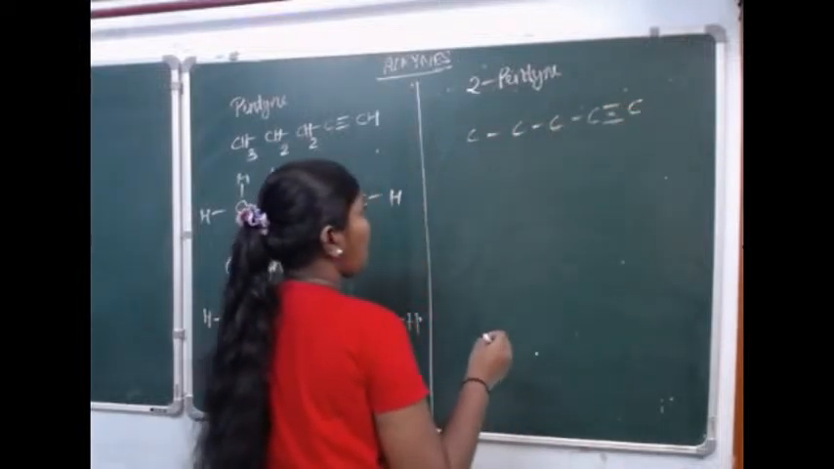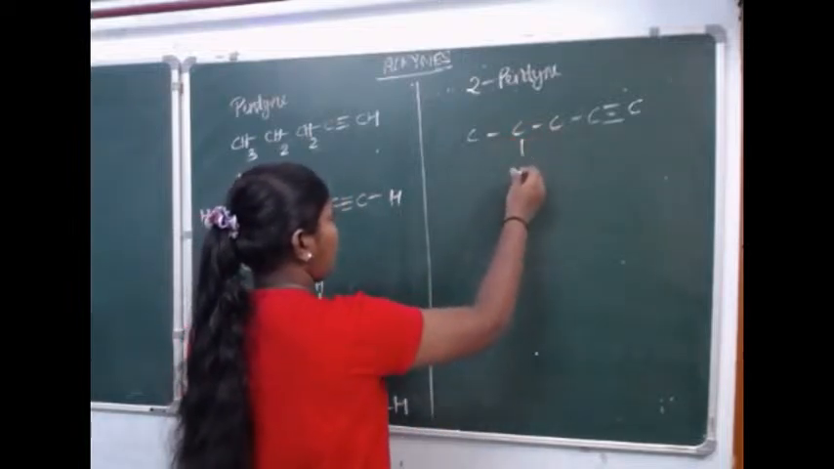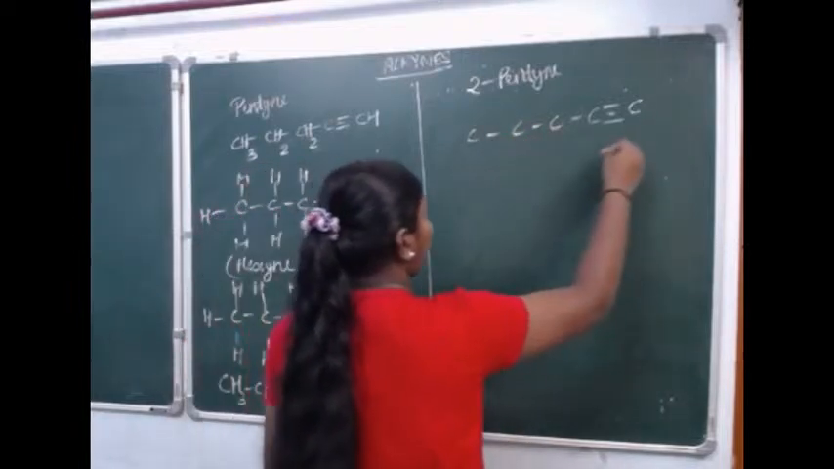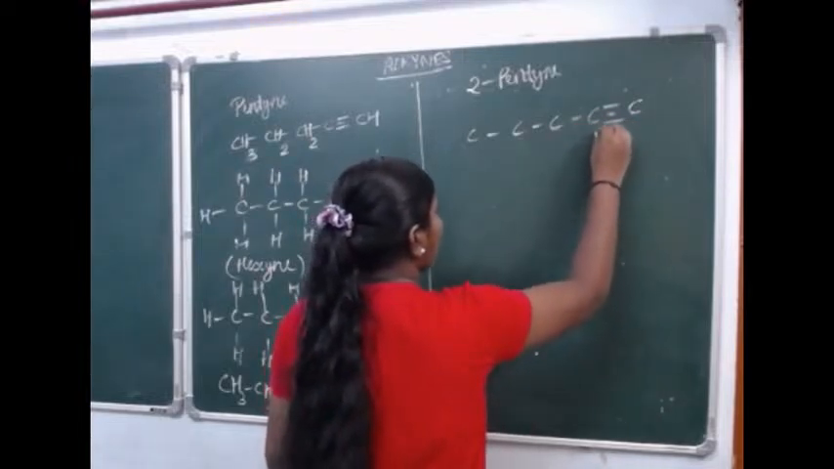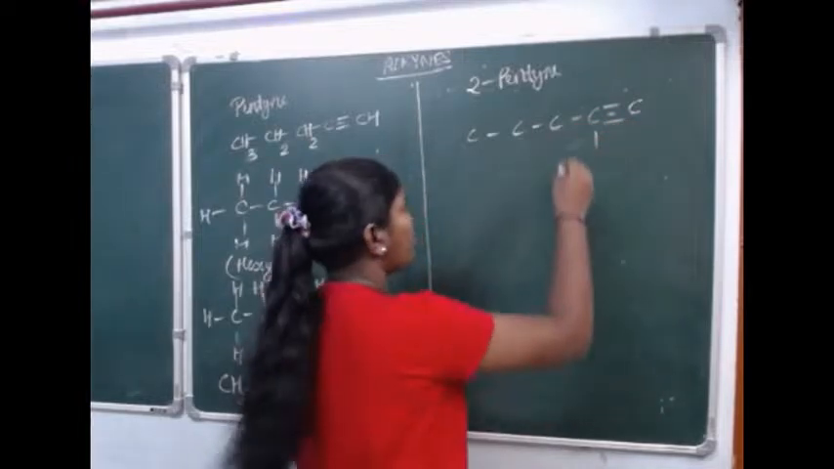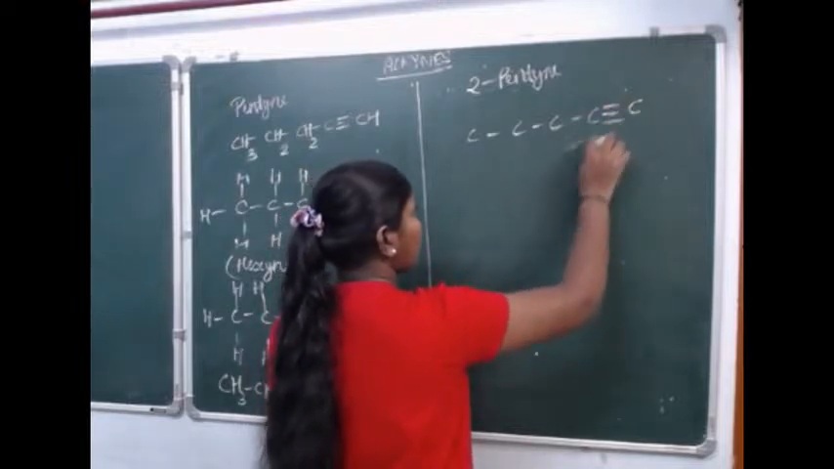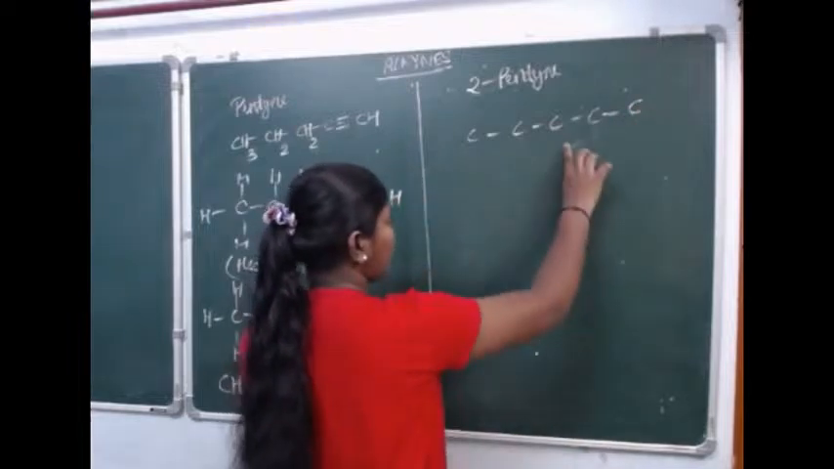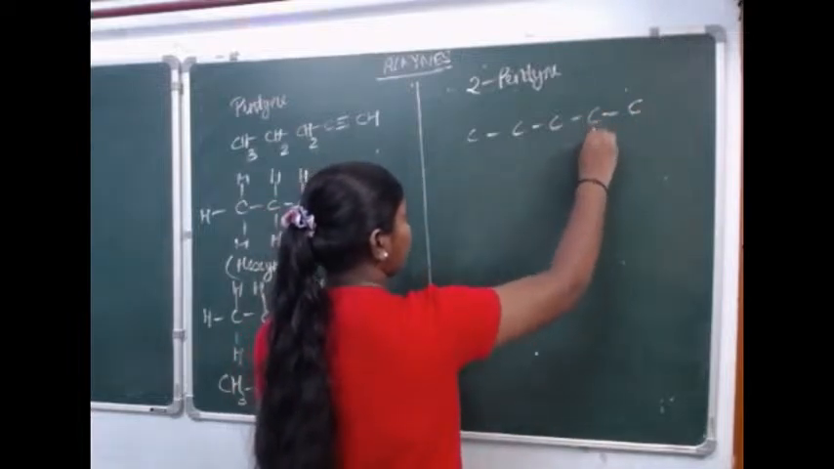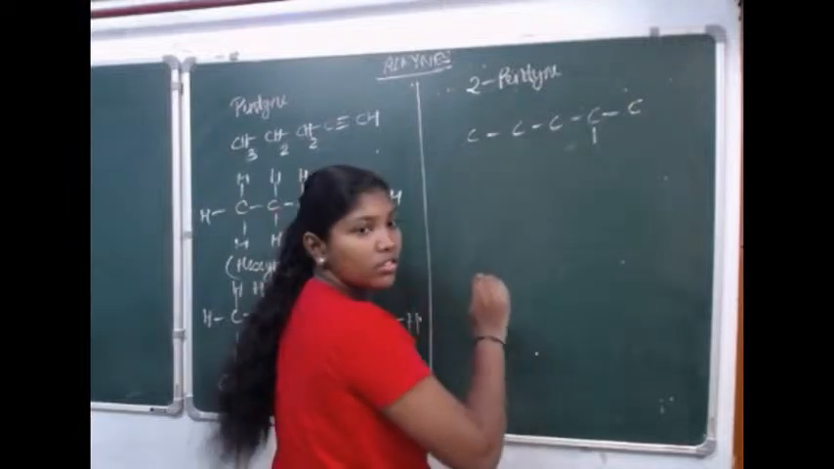Then 2 means the position of the triple bond. So from the right side you can bring the triple bond. Erase other bonds. Don't put any other bonds. Why have you put that triple bond here? No, you have to erase it. You must put only a single bond, okay? Now 2 indicates the position of the triple bond. No, not here, this side. So, listen.